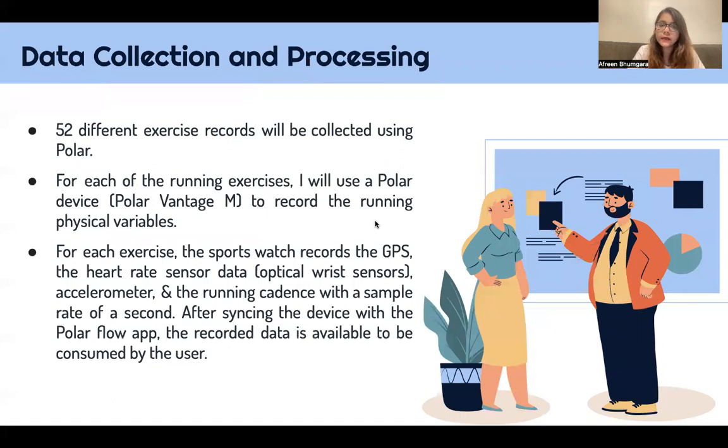For the data collection and processing, I intend to collect almost 50 different exercise records using Polar. For each of the running exercises, I will be using a Polar device to record the running physical variables. For each exercise, the sports watch will collect the GPS data, the heart rate sensor data, the accelerometer data, and the running cadence. After we sync the device with the Polar app, we can collect and use all of this recorded data.